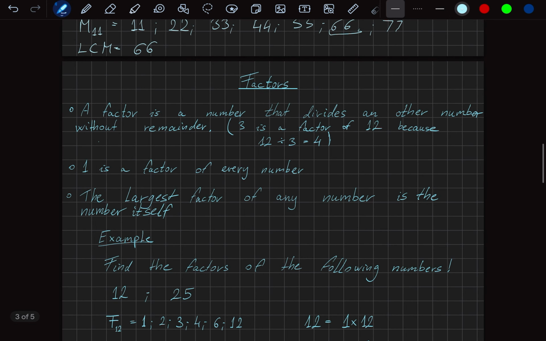Factors. A factor is a number that divides another number without remainder. Here is an example. 3 is a factor of 12 because 12 divided by 3 equals 4, or 12 over 3 equals 4. A little extra information: the division sign is also equal to the fraction line. 1 is a factor of every number. The largest factor of any number is the number itself.